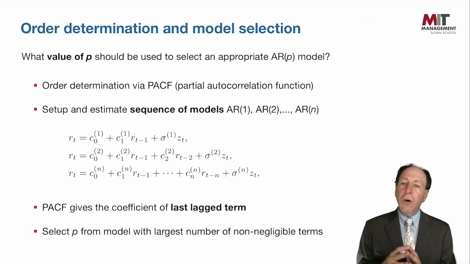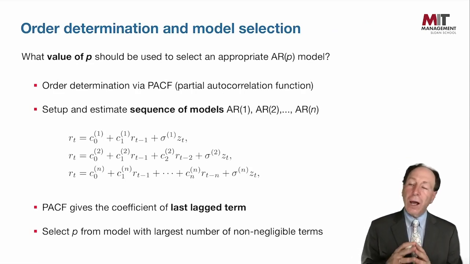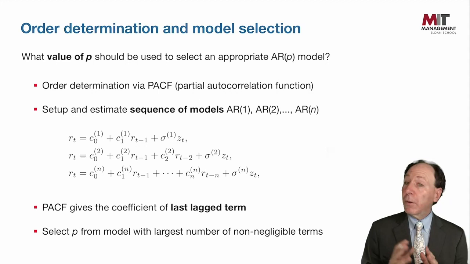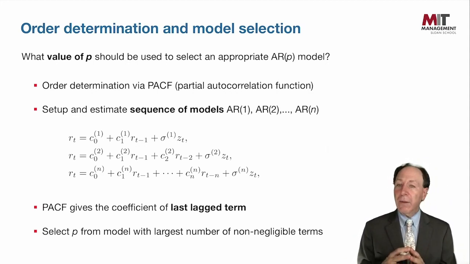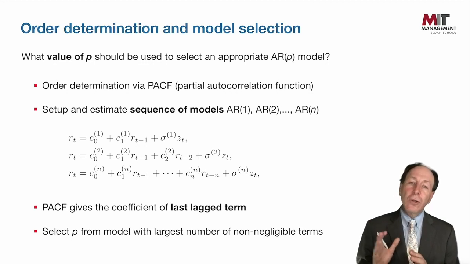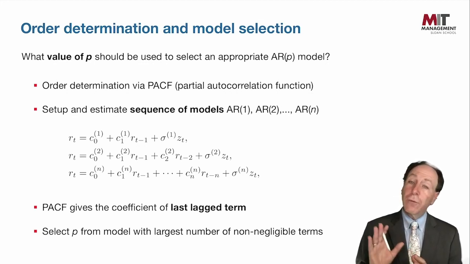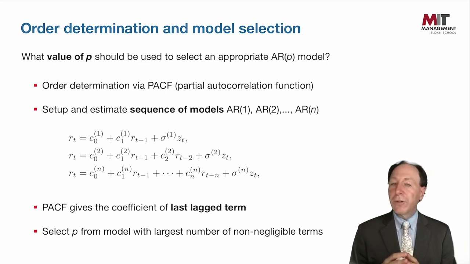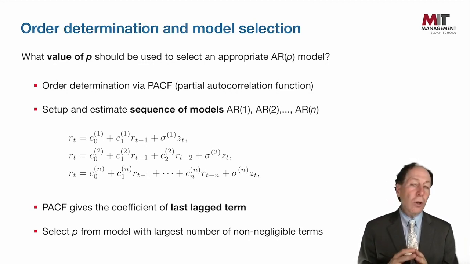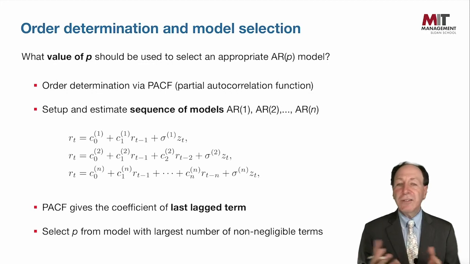How do we determine the order, though? Suppose we're not sure what p to use. Suppose I don't know if it should be AR1 or AR3 or something else. So the tool for doing order determination for autoregressive models is what's called the PACF, or the partial autocorrelation function. And the idea is really straightforward.